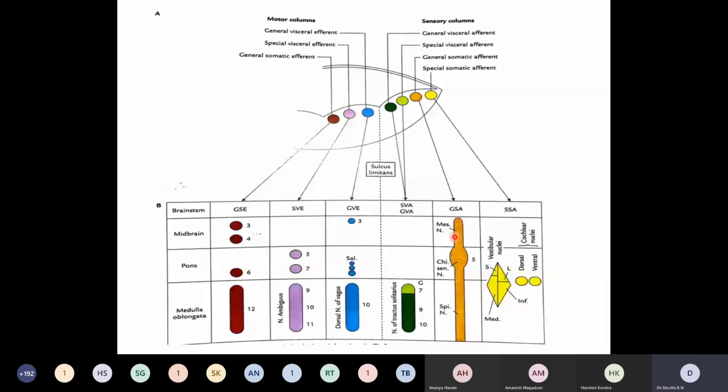In the midbrain it has the mesencephalic nucleus of the trigeminal nerve. In the pons it is the sensory nuclei, and in the medulla oblongata it is the spinal nucleus of the trigeminal nerve. Where is the motor nucleus of the trigeminal nerve? It is here under SVE in the cranial part of the pons. The special somatic afferent carries the afferent fibers from the vestibular and cochlear nerve nuclei.